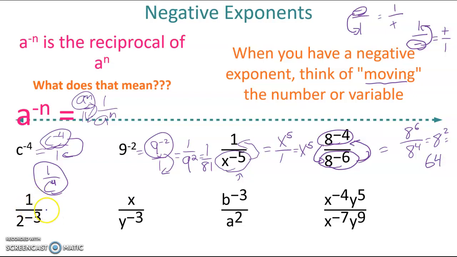Next, 1 over 2 to the negative 3rd power. Again, we're taking this negative 3 right here, moving it up top, and then it turns into 2 to the 3rd power, which equals 8.